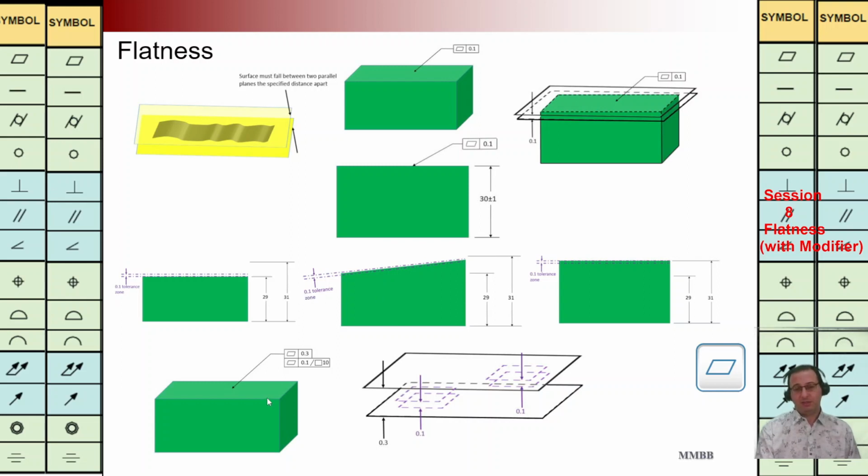Let's see this example. The flatness for the whole surface is 0.3. It means I can have two parallel surfaces, and the distance between these two can be 0.3. But here we have another flatness locally. For each square with the size of 10, the flatness is 0.1, as we can see here.